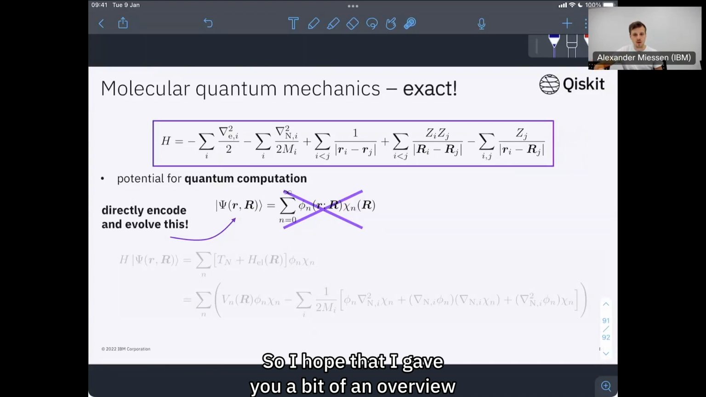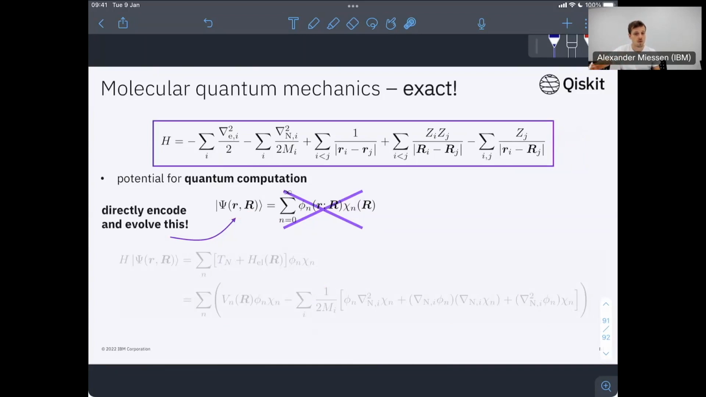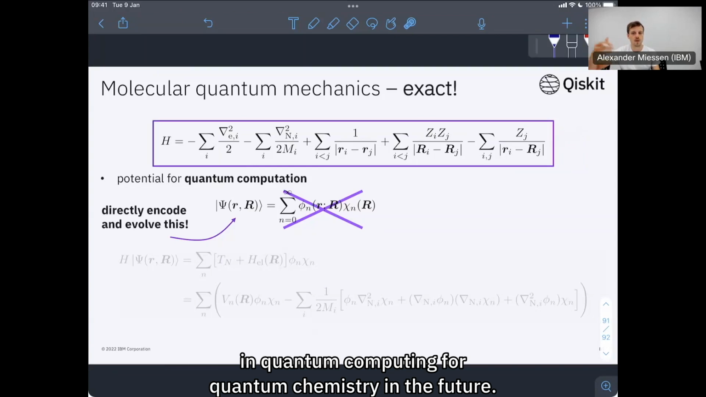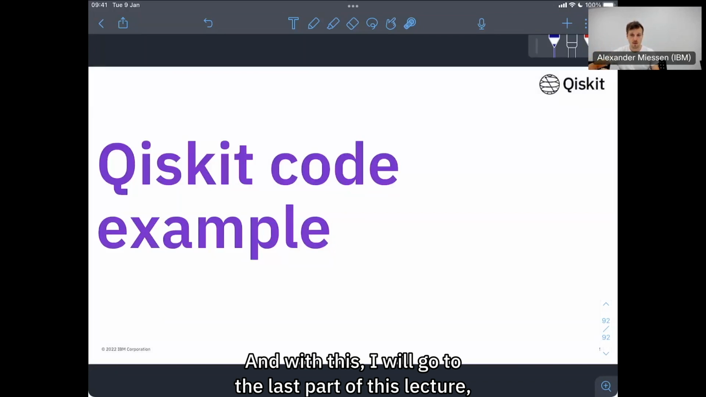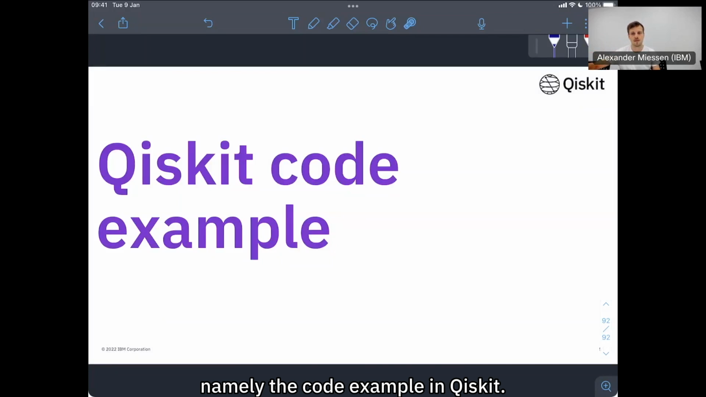So I hope that I gave you a bit of an overview of what could be interesting in quantum computing for quantum chemistry in the future. And with this, I will go to the last part of this lecture, namely the code example in Qiskit.